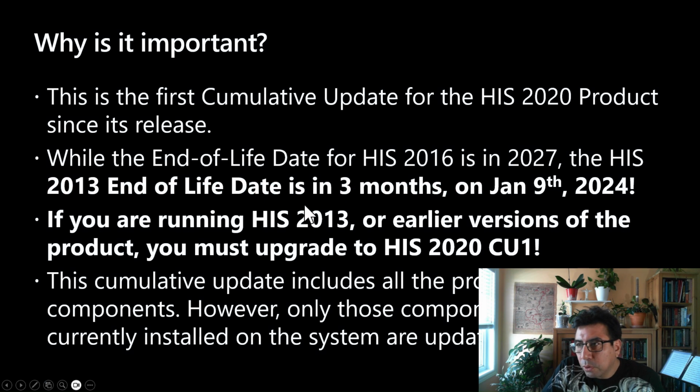First of all, it is important because this is the first cumulative update for the HIS 2020 product since its release. While the end of life date for HIS 2016, which is the previous version, is still in 2027, the HIS 2013 end of life date is in 3 months, on January 9th, 2024. So if you're running HIS 2013 or earlier versions of the product, you must upgrade to HIS 2020 CU1.